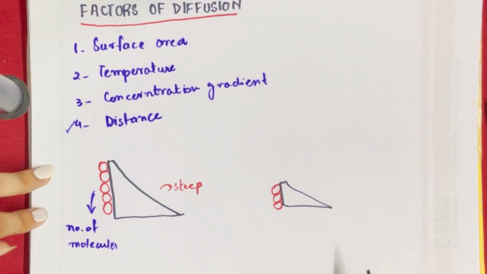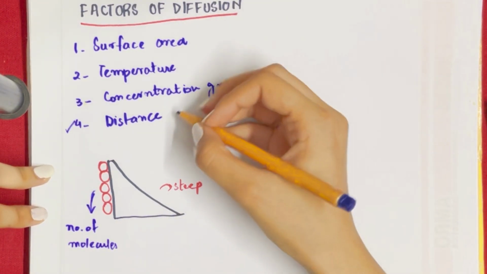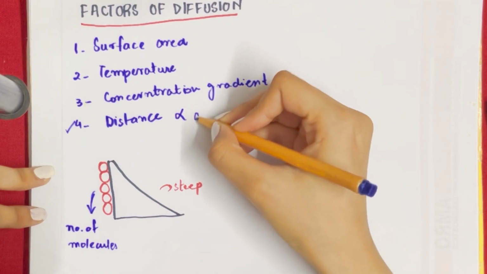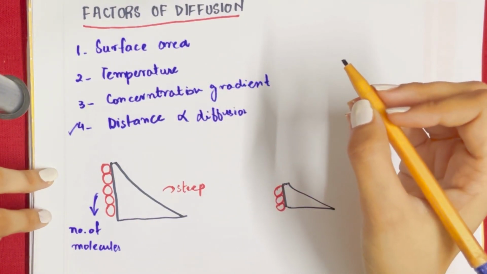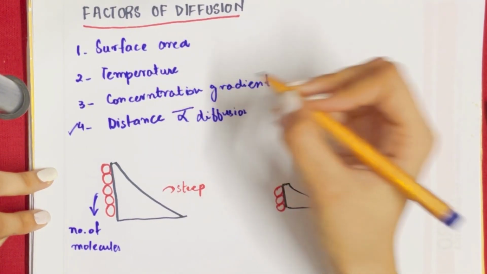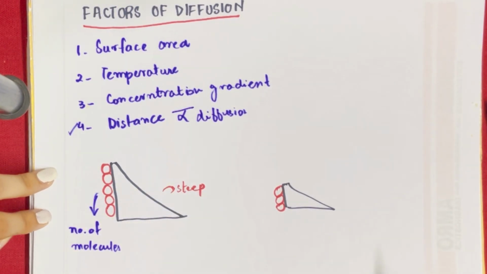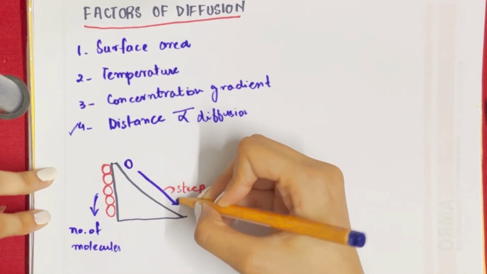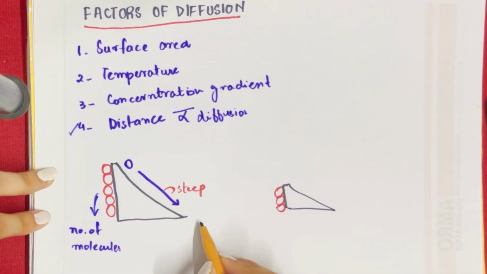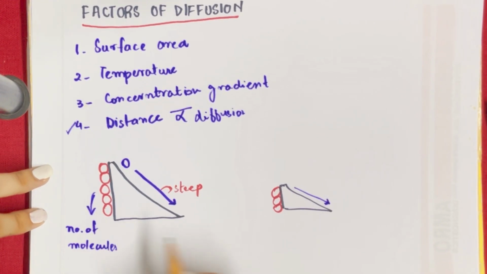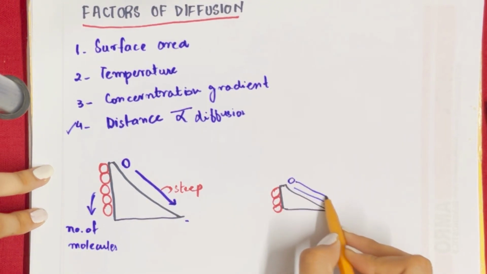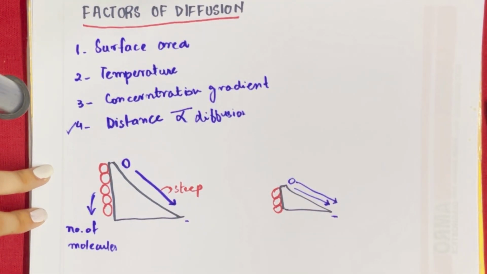When it comes to the distance, the distance is inversely proportional to the diffusion. The more the distance, the lesser would be the diffusion. Let's say in this diagram, when a molecule shifts from this to the steepest side, since the distance is more, the diffusion would take longer for the molecule to reach the end and be diffused, whereas on this side, where the distance is less, the molecule shall reach the ground faster and the diffusion may take place faster.